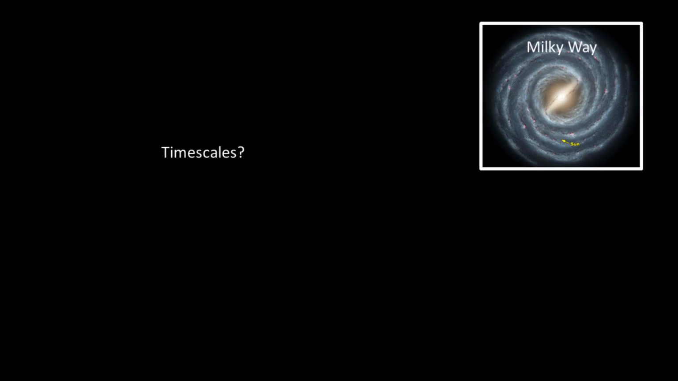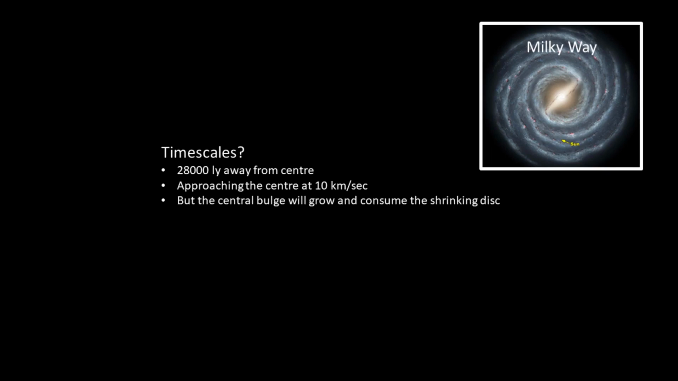But how long before that happens? Well, the Sun is 28,000 light years from the centre. It's orbiting the Milky Way, but it's also moving inwards at about 10 kilometres per second. So if we take that as the average, it'll be almost 1 billion years before it arrives at the centre. However, as we move inwards, the central bulge will grow, and it'll probably be only about half that time before the Sun arrives at the outer reaches of the central bulge.